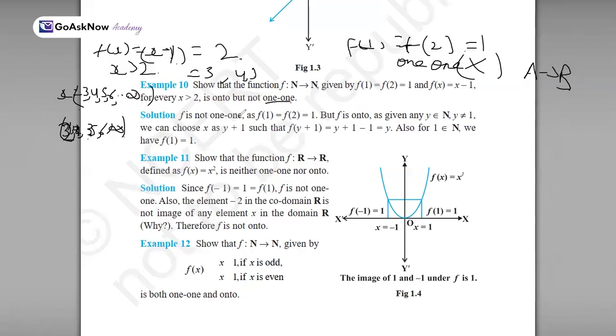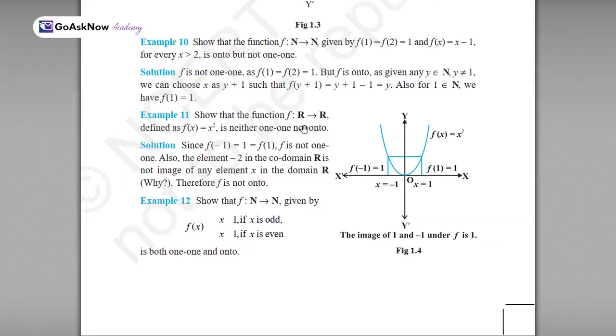So each element of set A will be related to some element of set B. So this is onto because we can choose x as y plus 1 such that f(y+1) is equal to y+1 minus 1, that is equal to y. What it is showing is that it is an onto function, which I told you means that if you take any number from set A, it will be related to some element in set B, which is also a natural number. So yes, it is an onto function. I hope you got this. So let's move to the next example.